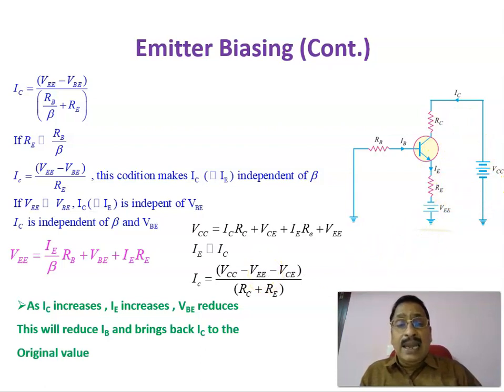Now let us see, as collector current increases, what happens? It is stabilizing, because if there's a tendency to increase the IC due to the rise in temperature, then there should be a mechanism to reduce that IC. How is it done in this?